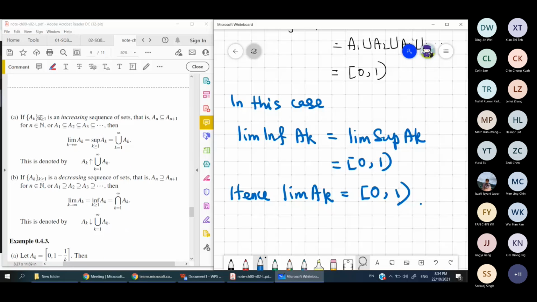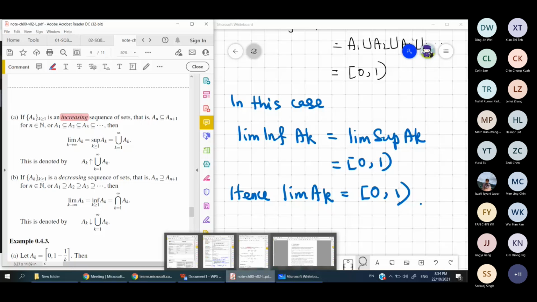So, in fact, which case does this example belong to? This is the example for this A. This is a special case of the set of sequences. We said that AK is an increasing sequence if we have A1 subset of A2 subset of A3 and so on.